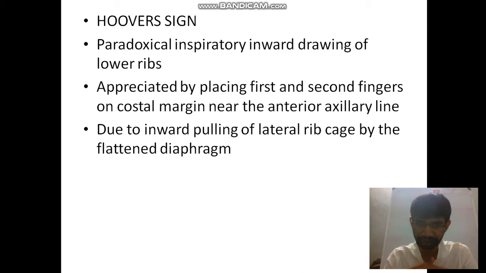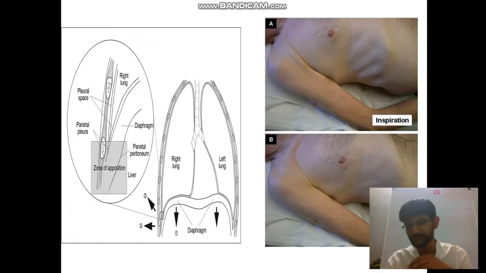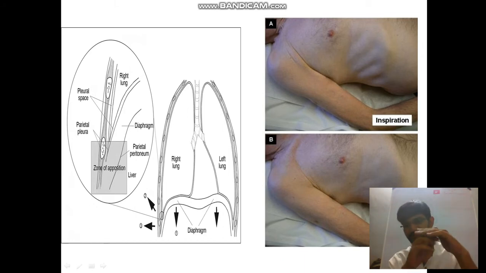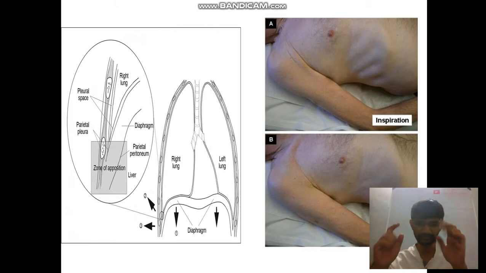So what would be the reason? Before knowing the exact mechanism behind this, we need to know something known as the zone of opposition. Please follow my cursor. So what is the zone of opposition? The diaphragm is a curved structure, and lateral to it is the rib cage. The part of the diaphragm which is opposed to the lateral rib cage is known as the zone of opposition.